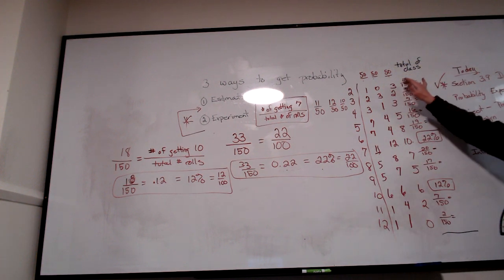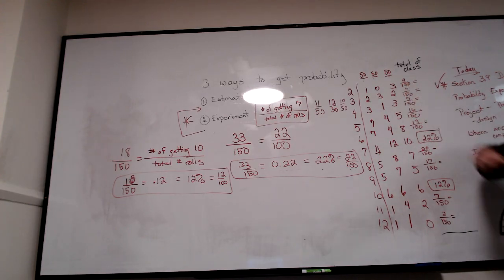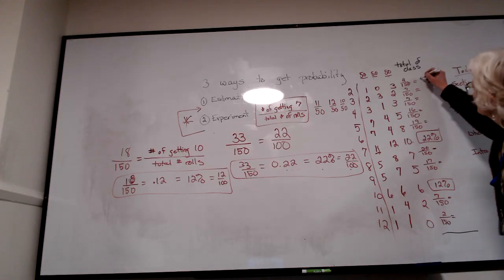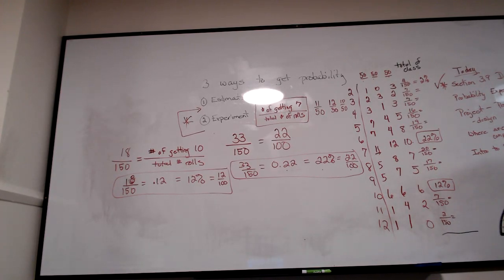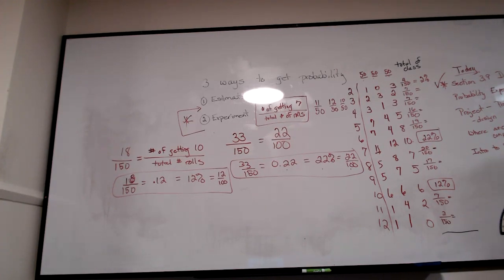Here we got 4 out of 150. When I do that division, what do you get? Yes, 2%. So this one's 2%. Anybody get anything different than 2%? Yes, 3%. Why did you get 3%?